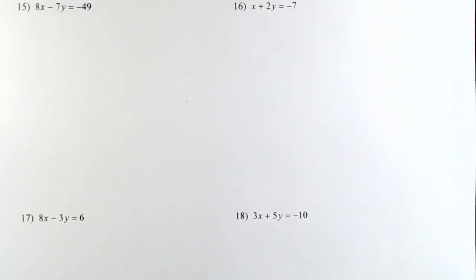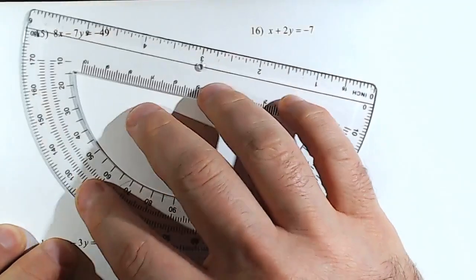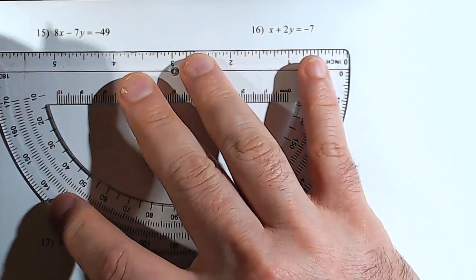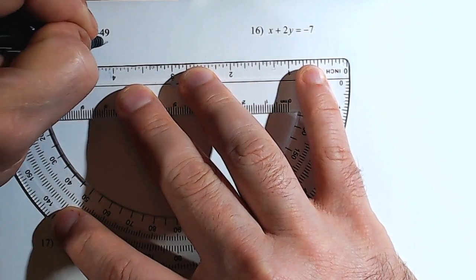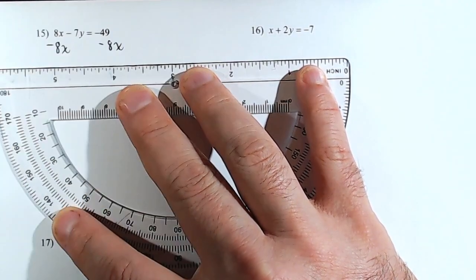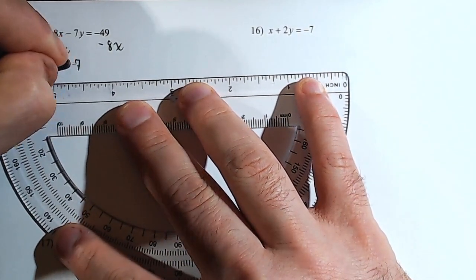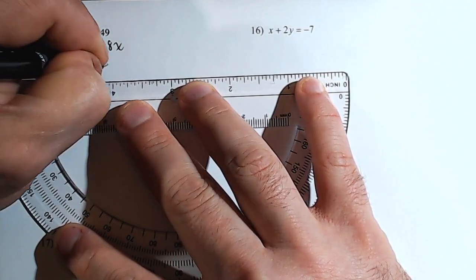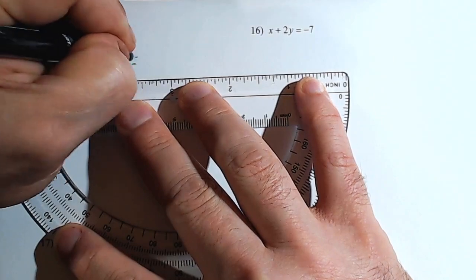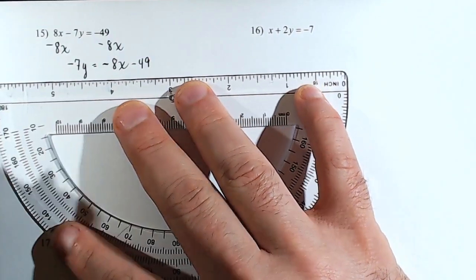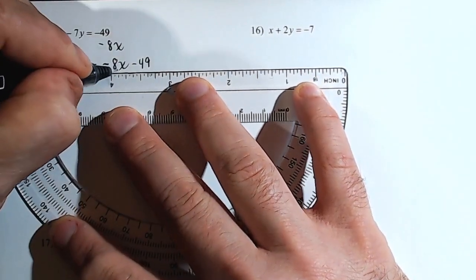Okay, moving on to number 15. 8x minus 7y equals negative 49. Subtract through by 8x. Now you get negative 7y equals negative 8x minus 49. Now we'll go through and divide each term by negative 7.